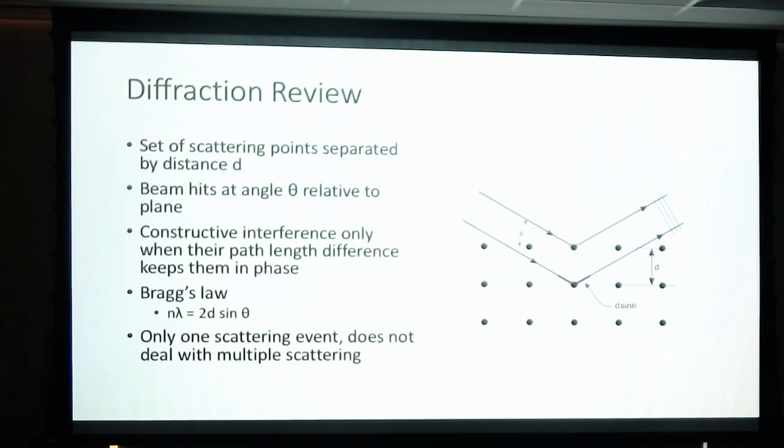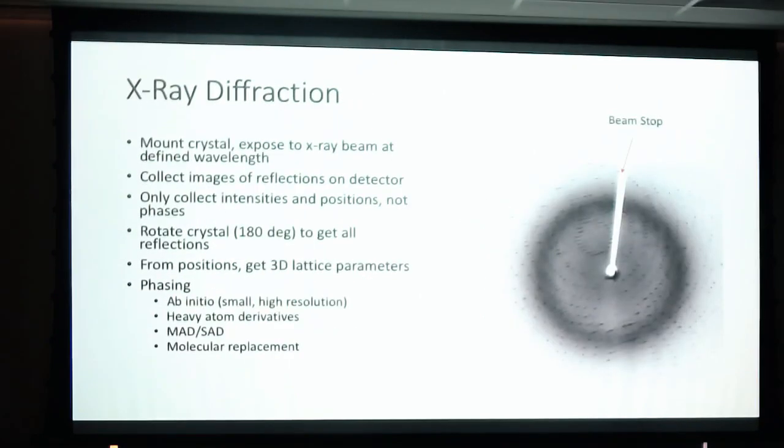The idea for X-ray is you have a 3D lattice of your protein, and a beam hits it at some angle and bounces off at another angle theta. You get constructive interference only when the path lengths between these two rays keep them in phase, and there's this equation: n lambda equals 2d sine theta. You always assume there's only one scattering event, no multiple scatterings. From collecting a diffraction pattern of an X-ray beam hitting the crystal, you see all these spots, and from these spots you can calculate a 3D structure. So what you have to do is mount a crystal; you make a crystal of your protein, which is the hard part.